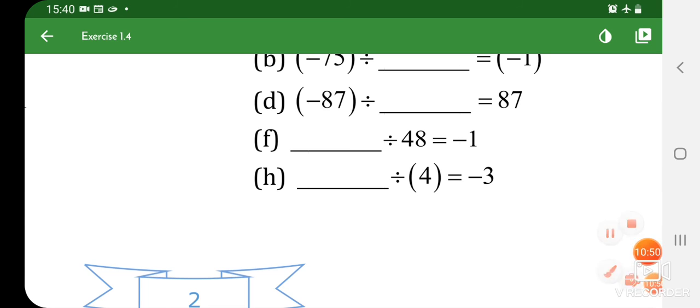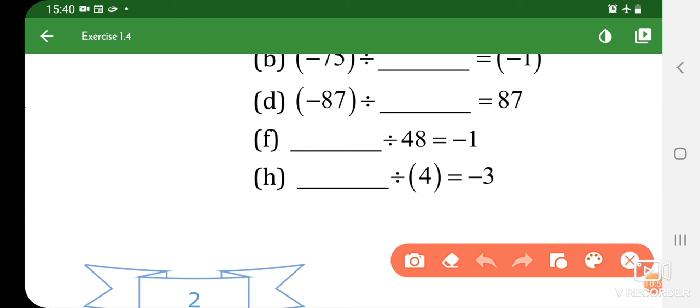Now here we have 48 divided by minus 1. So when the same value is here, we get 1, but here it is minus 48. So the answer we get is minus 1.